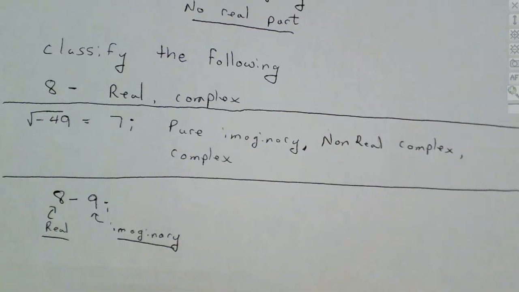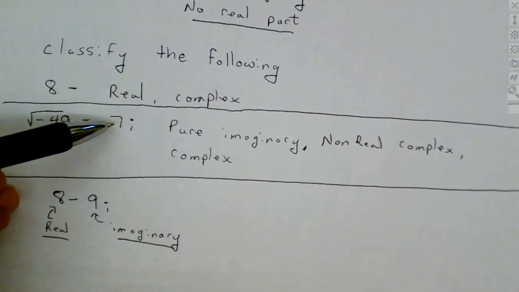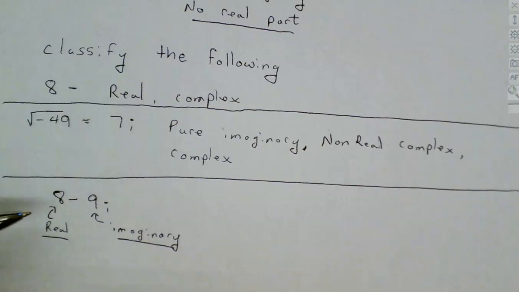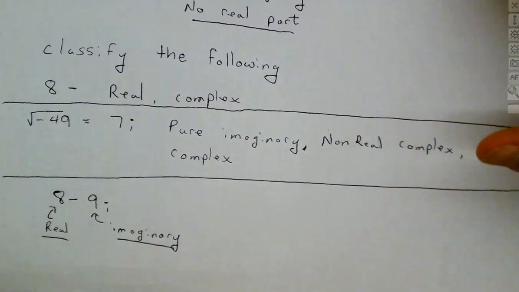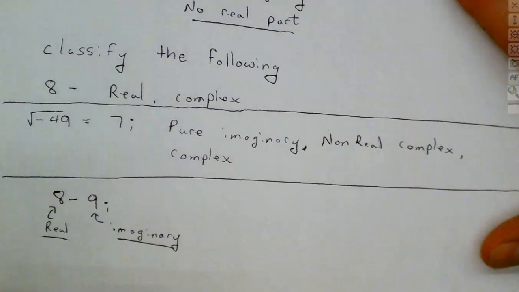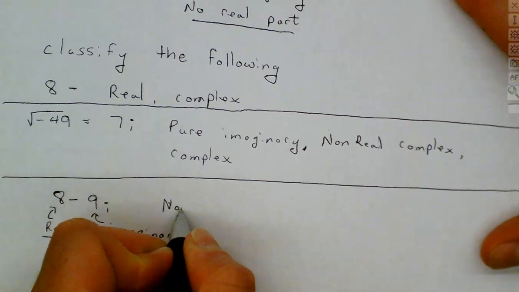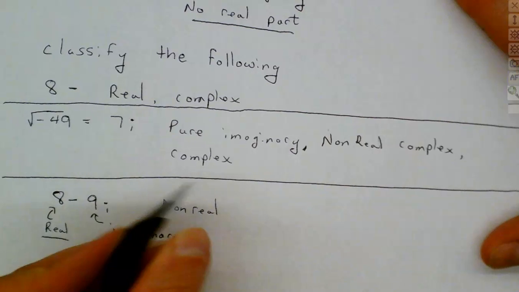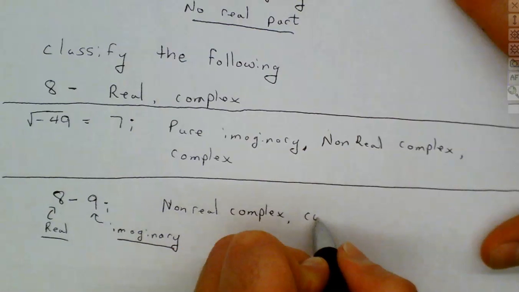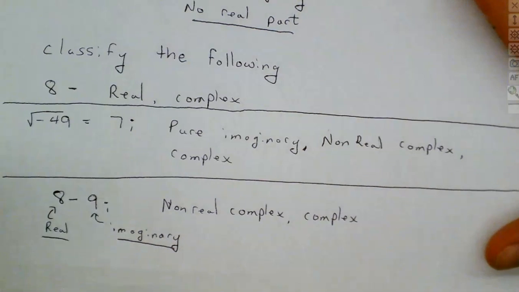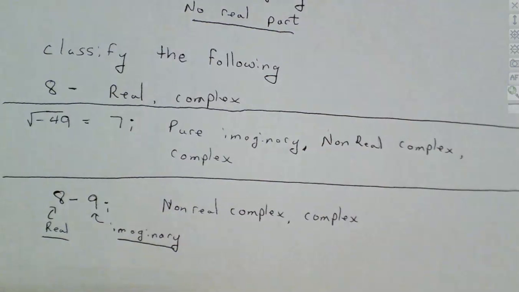Now, unlike the last one, which was pure imaginary because there was no number added in front, this one has a real part, which is out in front, and it has an imaginary part. So this one would be non-real complex again. Anytime you have an i, it's non-real complex. And we follow up. What else is it? It's also complex.